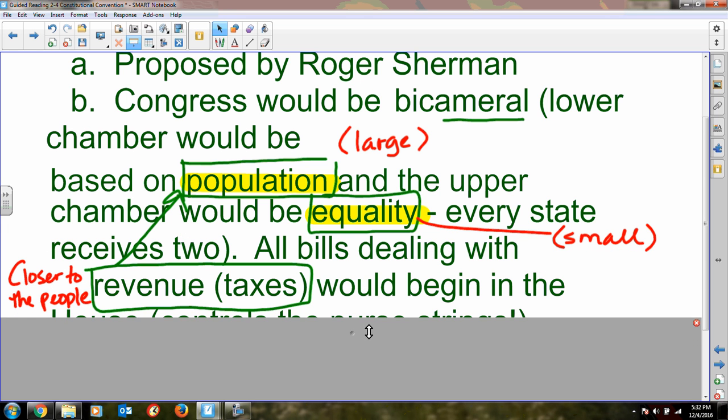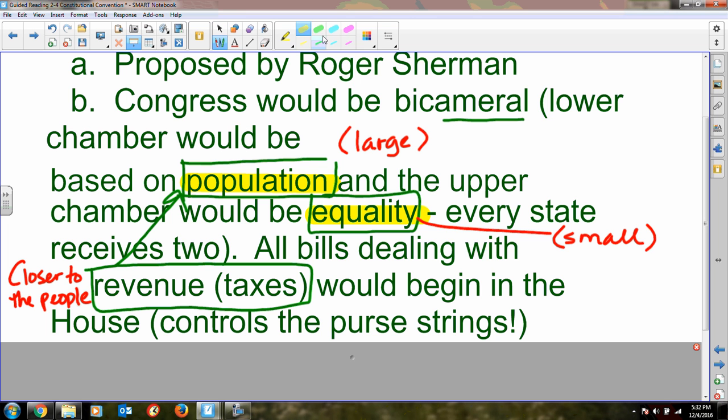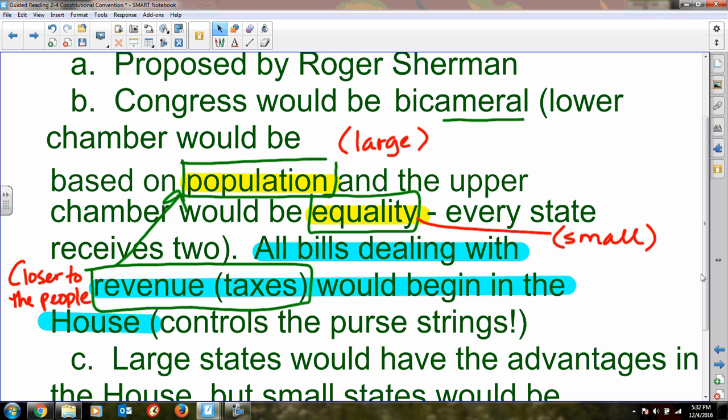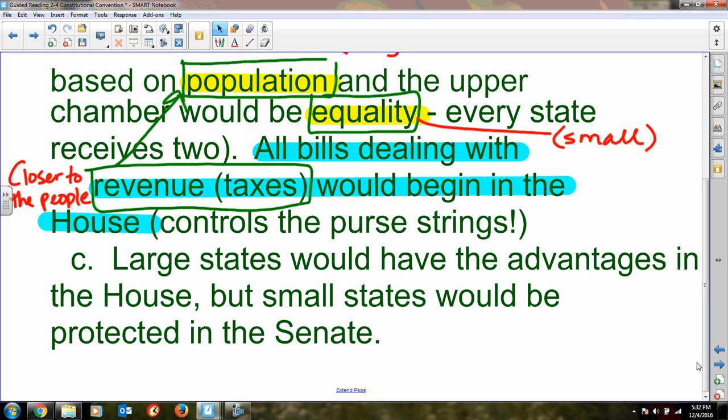Okay. One of the things that is huge is that they believed that all bills dealing with money, revenue, and taxes going up would start in the House. Because if we didn't like what they did with our taxes, they're only going to be there for 2 years and we would get rid of them. When people heard this compromise, there was this silence in the room because they realized the large states would have the advantages in the House, such as California, Texas, New York, Pennsylvania, and Florida. But small states would be protected in the Senate. There was a collective hush among our congressmen at that time at the convention.